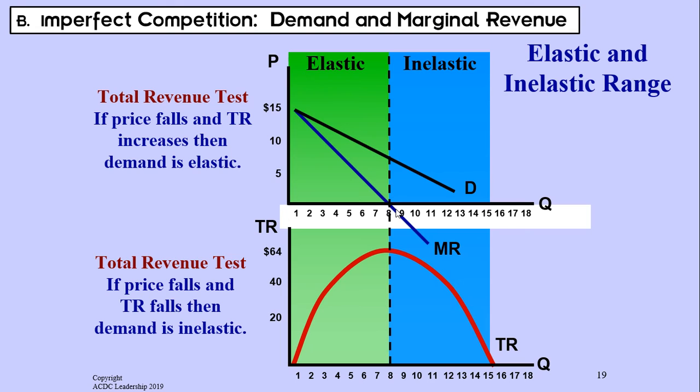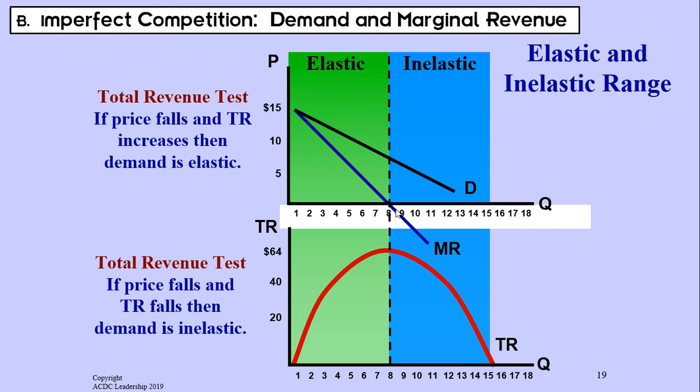Compare that to up here from 8 units onward. Now my marginal revenue is negative. And firms are always going to produce in that elastic portion. It would not make sense for them to produce in the inelastic portion because their marginal revenue is negative, their total revenue is falling. They're not going to produce there unless they're regulated to do so, which we'll look at more in a little bit.